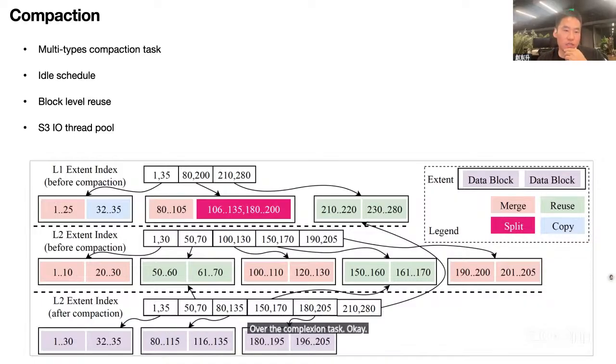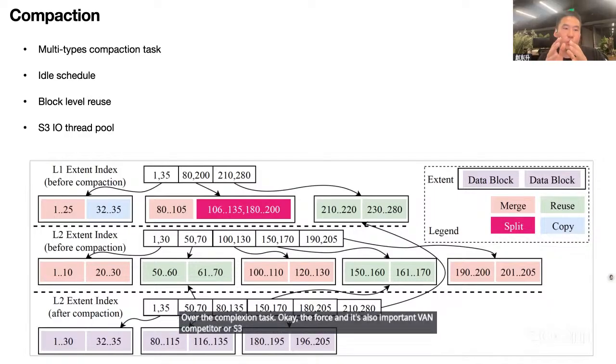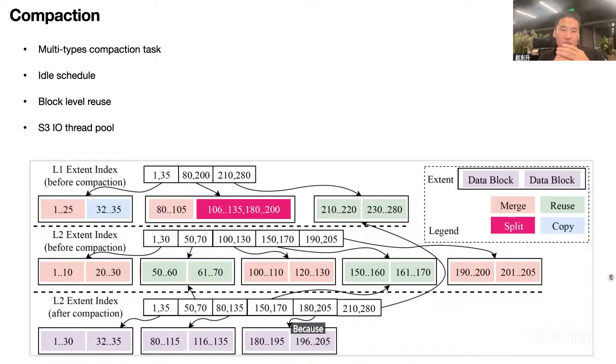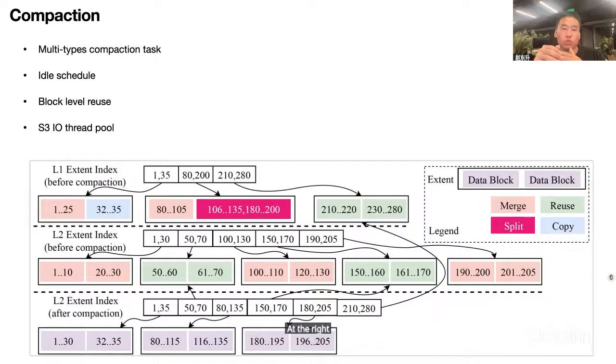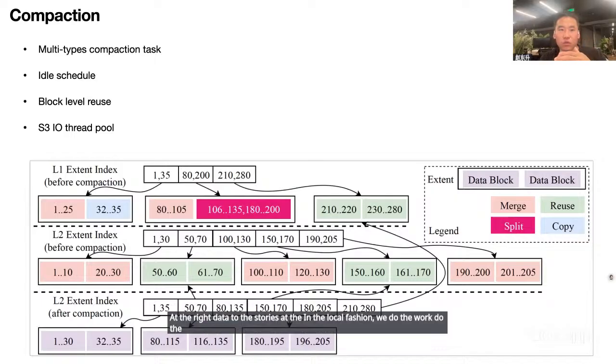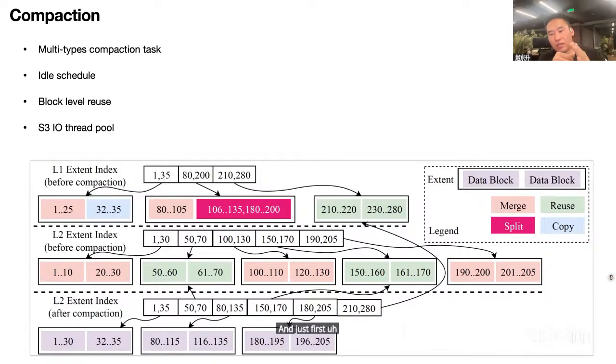The fourth, and it's also important for compaction on S3, is the S3 I/O thread pool. Compaction includes computing the data, just compacting data, and writing the data to the storage. In the local file system, we do the work in a single thread, first compact data, and then write it to the local file system.